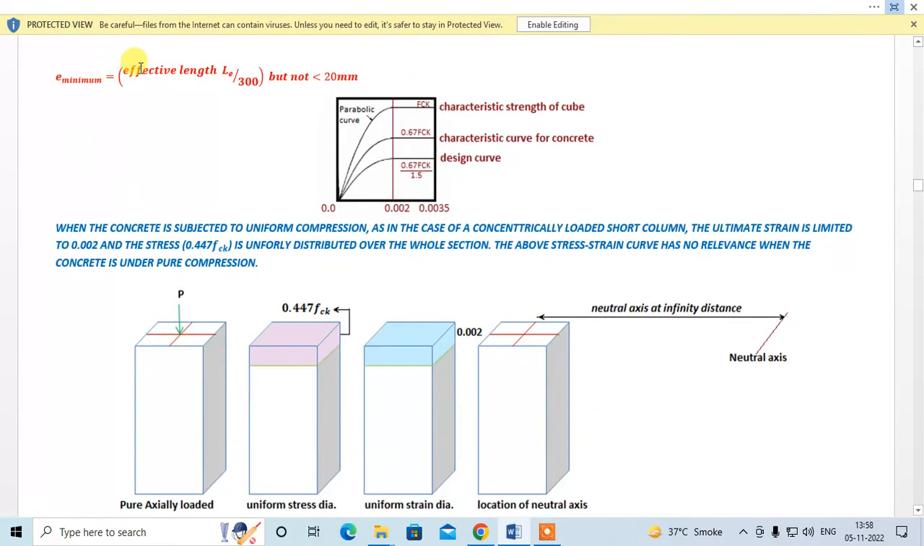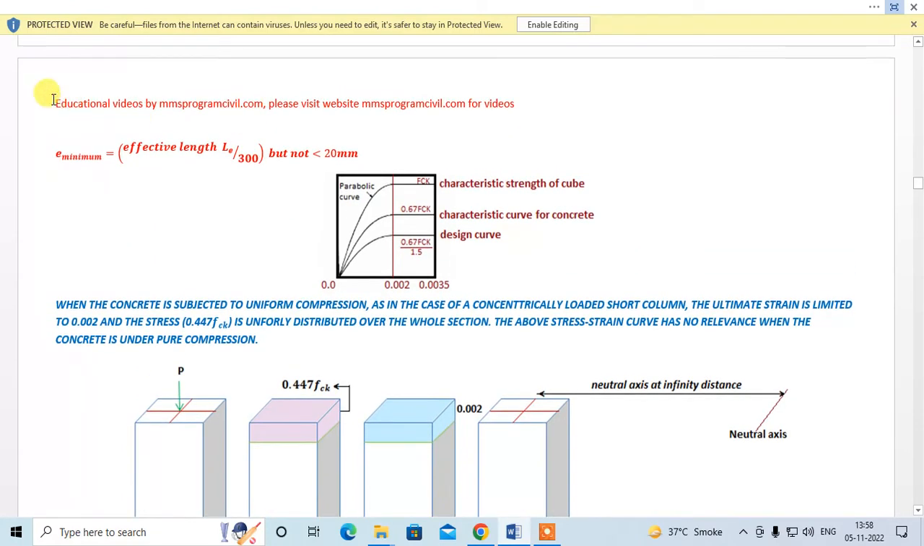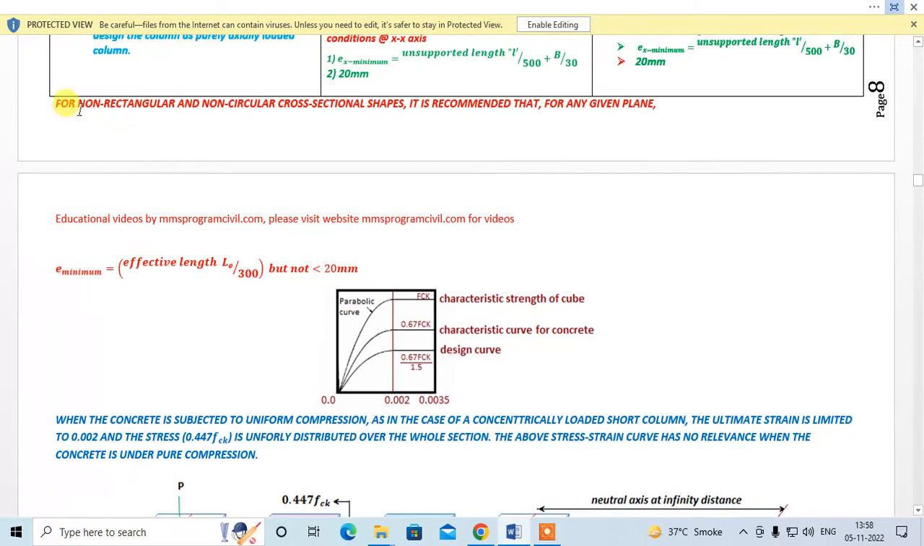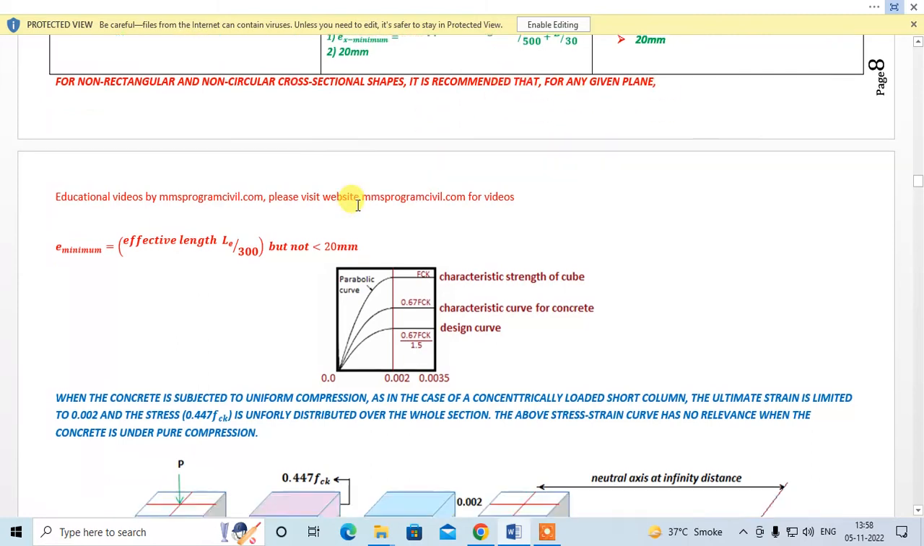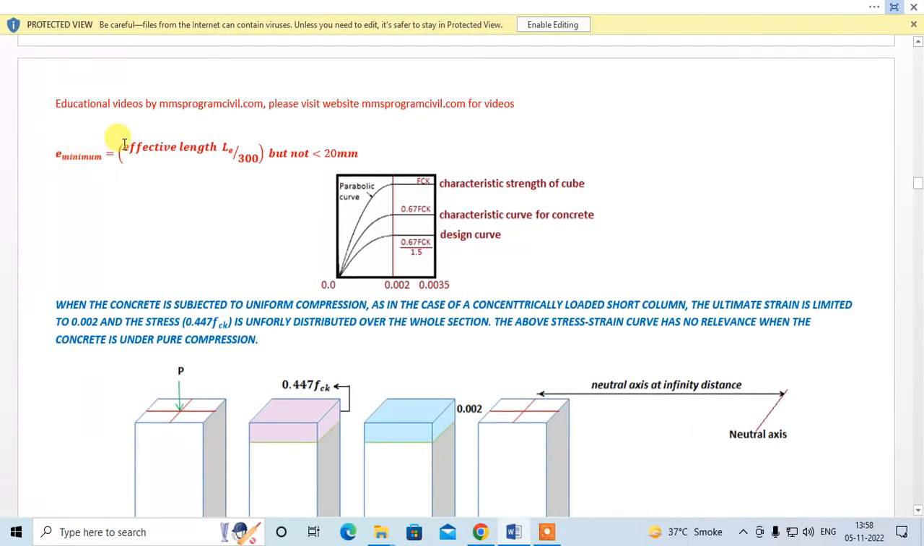E minimum is equal to effective length Le by 300. That is for non-rectangular and non-circular section shape, it is recommended that for any given plane, e minimum is equal to effective length Le by 300, but not less than 20 mm.